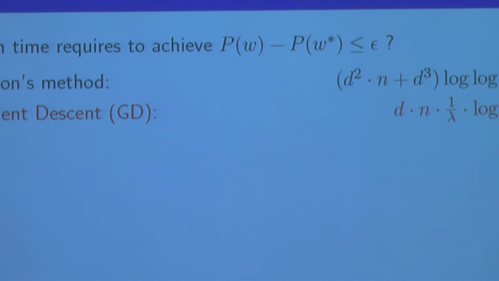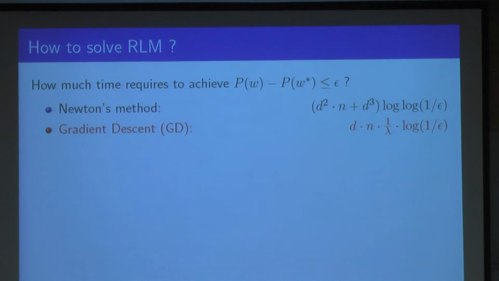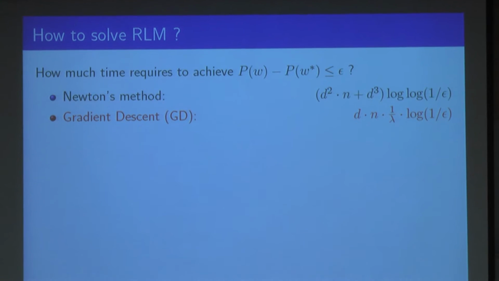Another approach, which is called the first order method, is gradient descent. And I will explain what gradient descent is later. Gradient descent for this type of problem costs d times n. Again, d is the dimension, n is the number of examples. Now we have also 1 over lambda. If you forgot, lambda is a regularization parameter. It actually tells you how much curvature you have in the objective. And then we have log 1 over epsilon. Okay, so this is gradient descent.